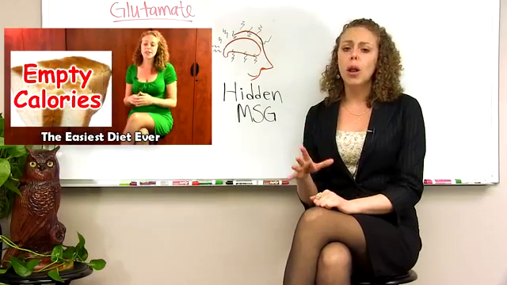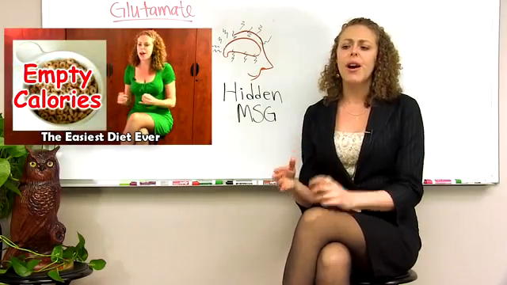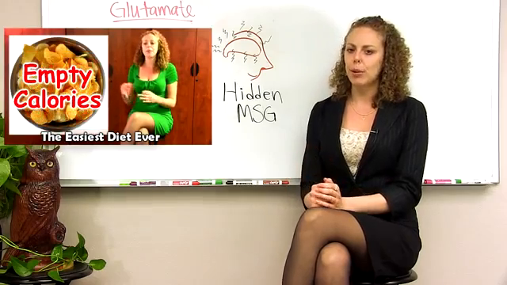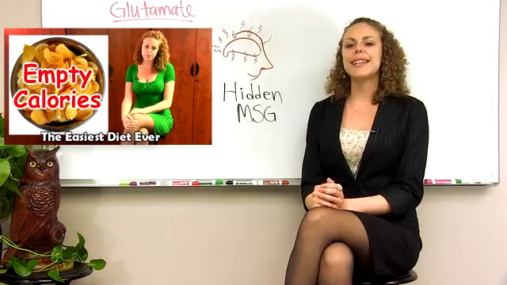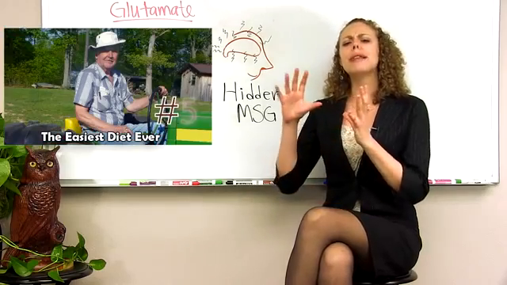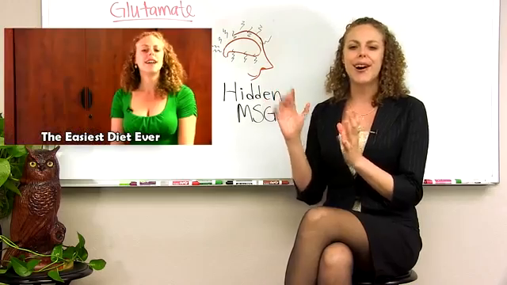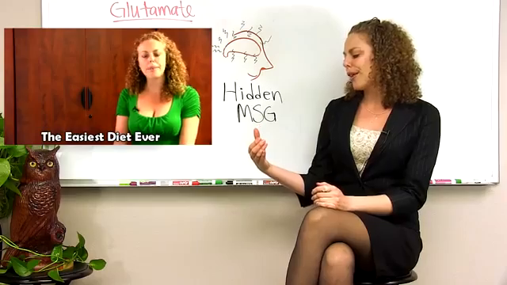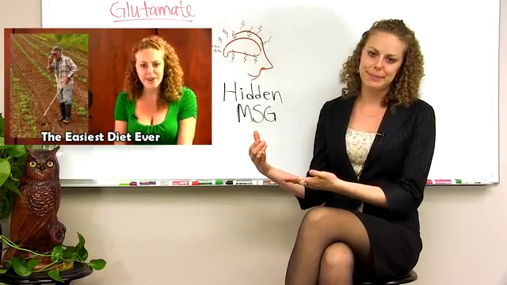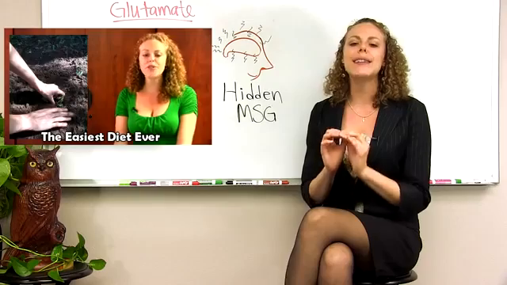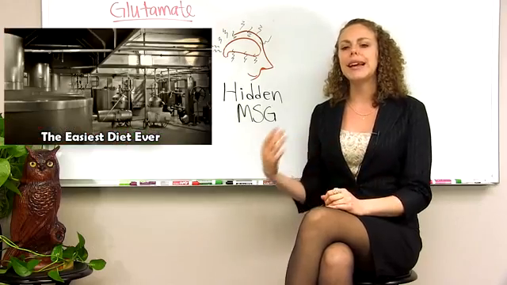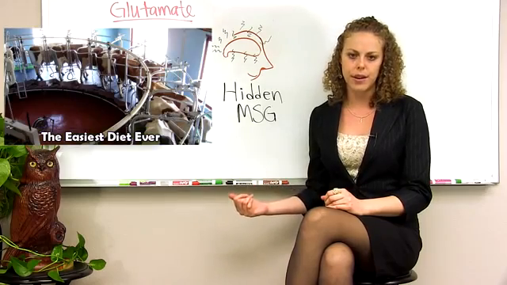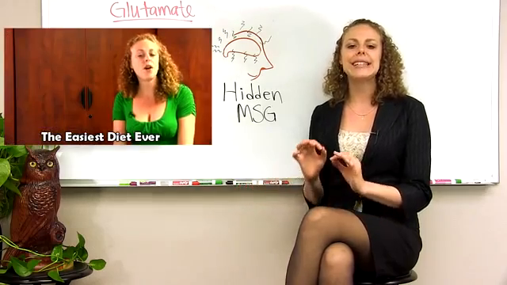Basically, almost all processed and fast foods are going to contain glutamates, whether they say MSG on the label or not. I've seen items in the grocery store that proudly proclaim no MSG on the label. But if I turn it over, lo and behold, there's the disodium glutamate. If you want a very simple guide to how to eat healthy foods and avoid these negative, unhealthy foods, check out my video, The Easiest Diet Ever.